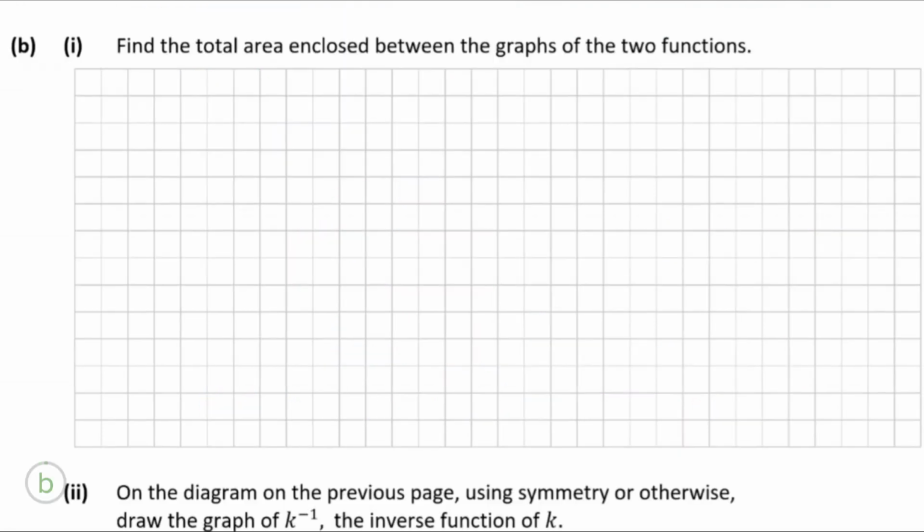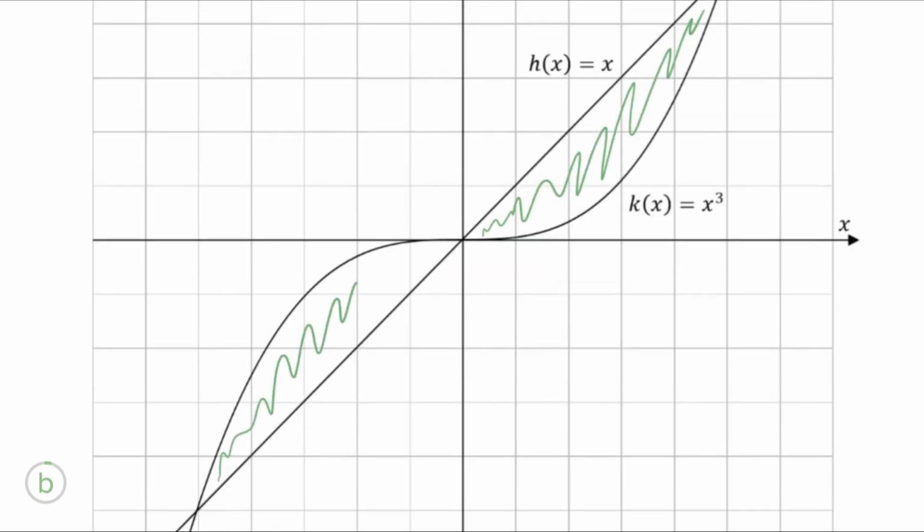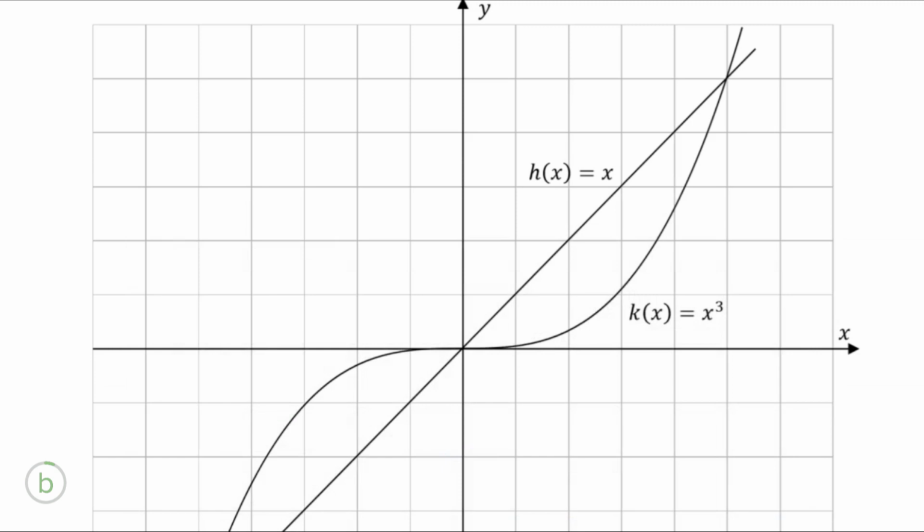And part B asks us to find the total area enclosed between the 2 graphs of the functions. So in other words, what we're looking for is this area as well as this area down here, so both sides of the y-axis. So if we just get rid of these 2 lines for a second, basically what we're trying to find here is everything that's below the function h of x, which is this straight line here. So we'll just draw a line down from where h of x and k of x cross.